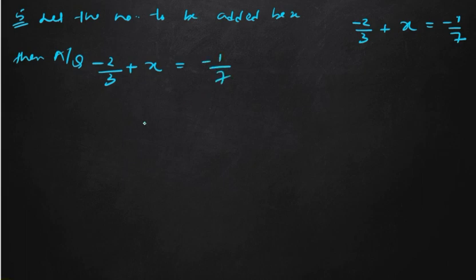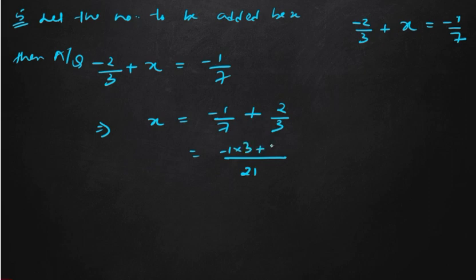So how to do this? x will be fixed, minus 1 by 7 will be fixed, but this number will change. Here the minus sign is there, so if it changes the side, it will become plus 2 by 3. Again, the LCM of 7 and 3: 7 threes are 21. So minus 1 into 3 is minus 3, plus 2 into 7, the result is 14, over 21. So the bigger number is 14 and the sign of 14 is plus, so the answer will be plus.